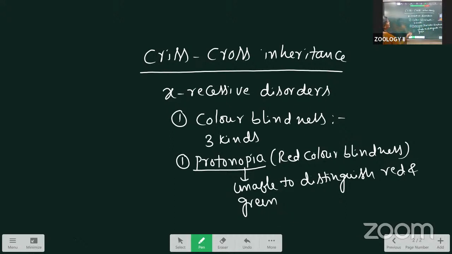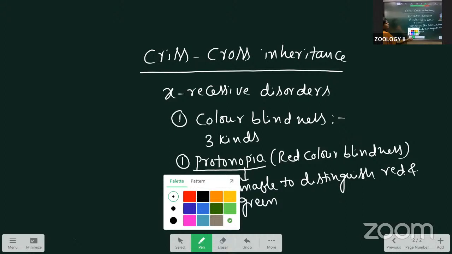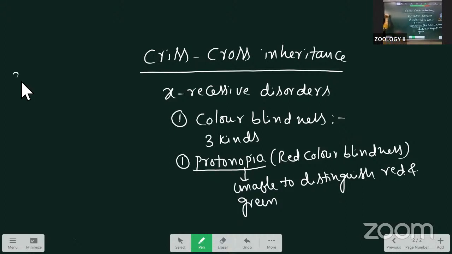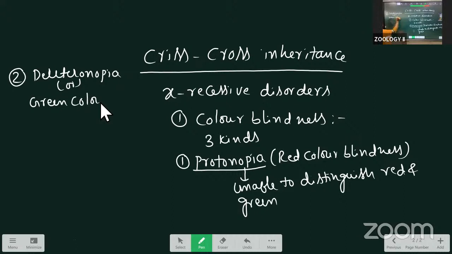Next, second, I am writing here. This second type of color blindness is called deuteranopia. It is also called green color blindness.